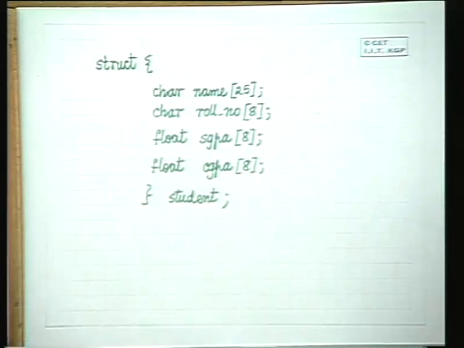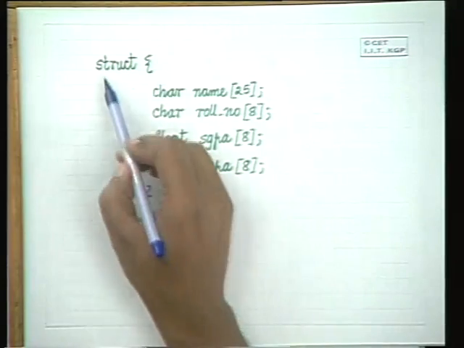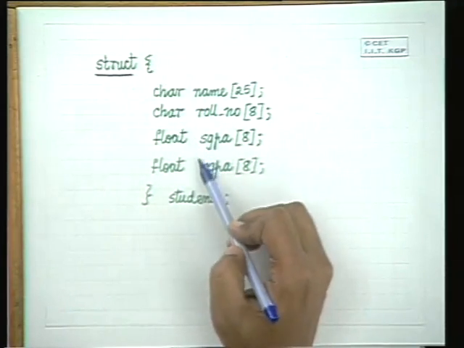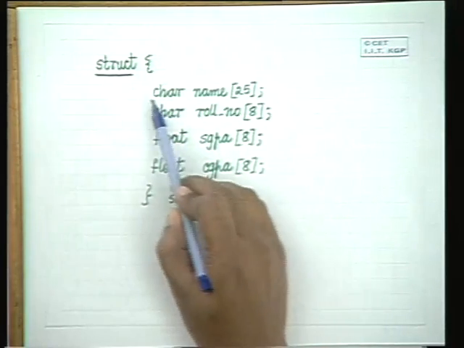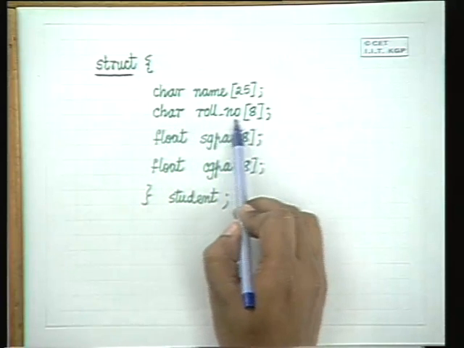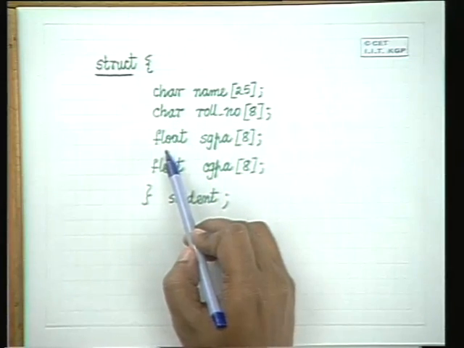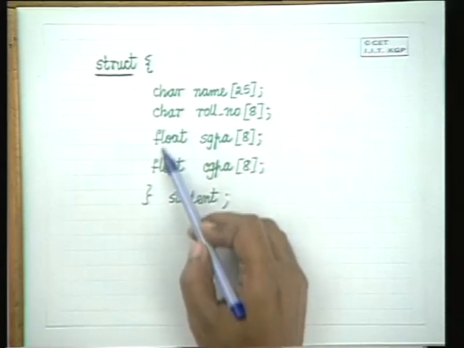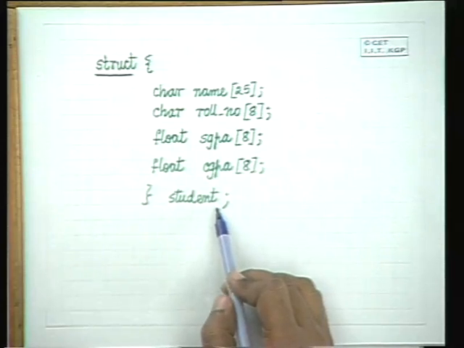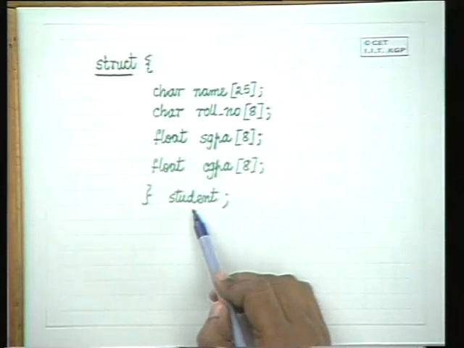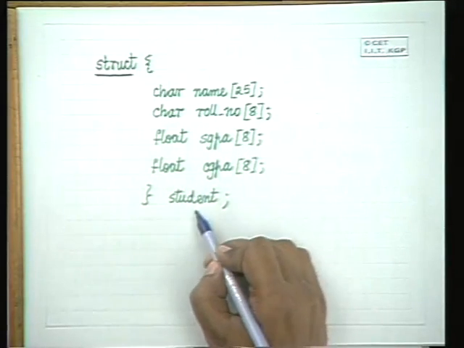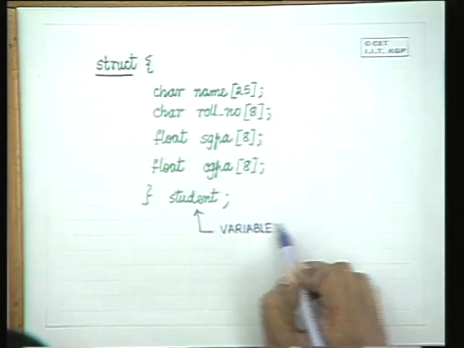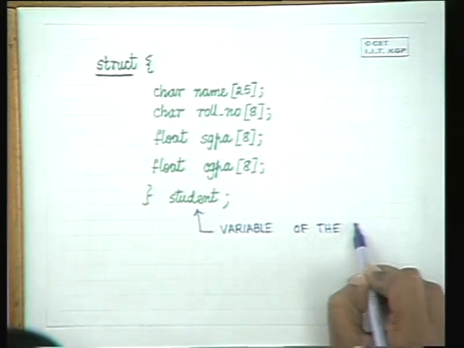This is one form of defining a C structure. You have a keyword struct, and within the brackets you will define the structure: char name 25, char roll number 8. You can even define a structure inside a structure, that is no problem. Float SGPA 8, float CGPA 8, bracket closed. So this defines the structure, and student is a variable having this structure.